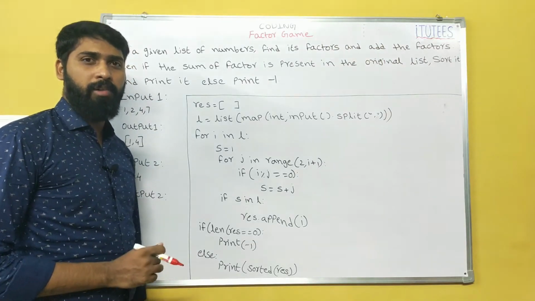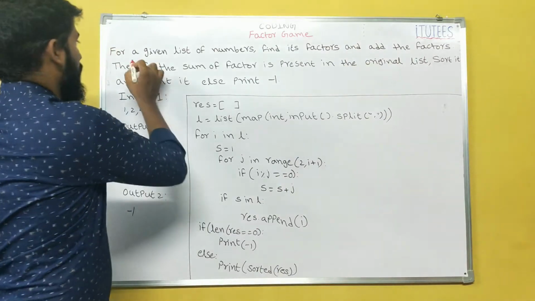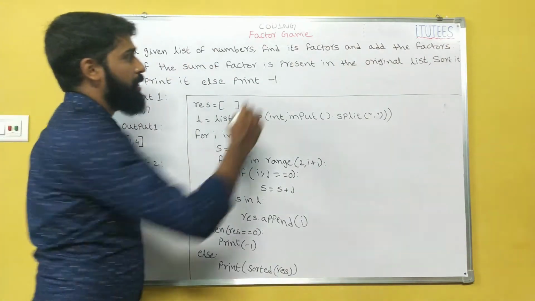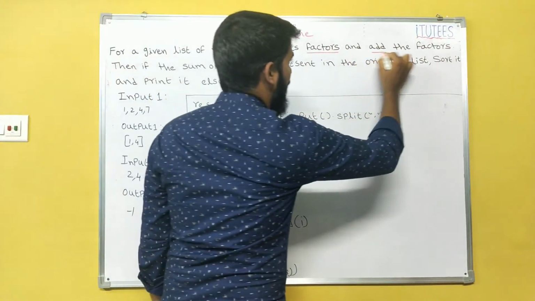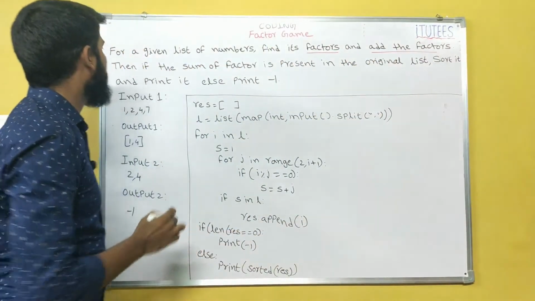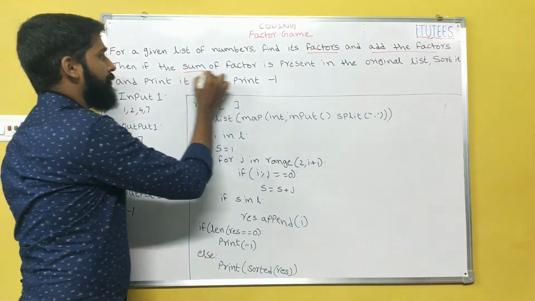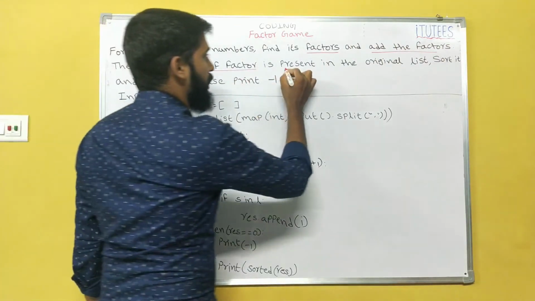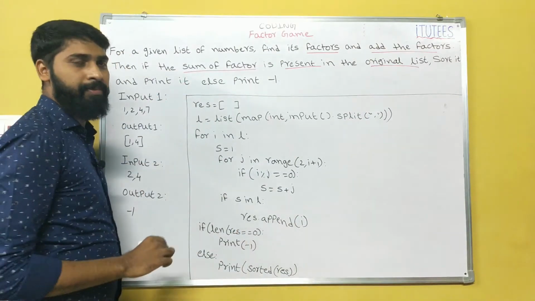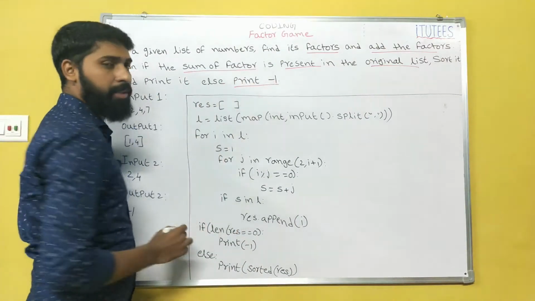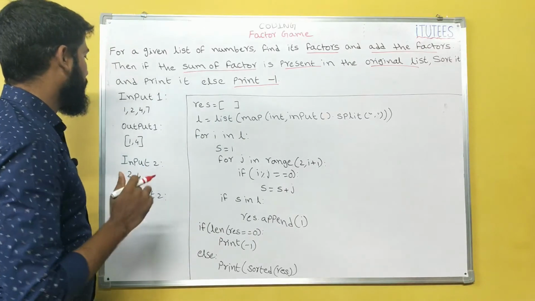Now we are going to solve one coding question. For a given list of numbers, find its factors and add the factors. Then if the sum of factors is present in the original list, sort it and print it. Else print -1. Okay, now you can see the example.